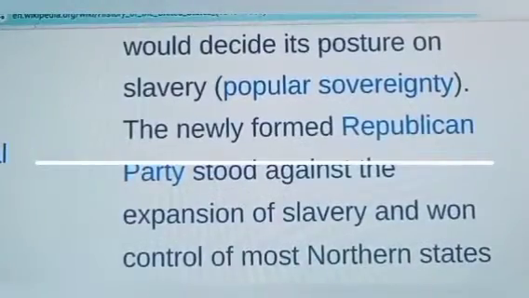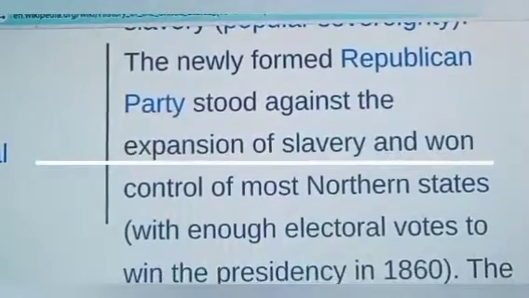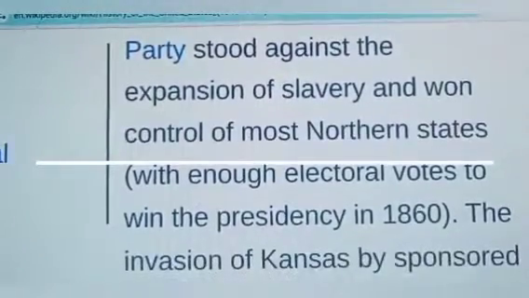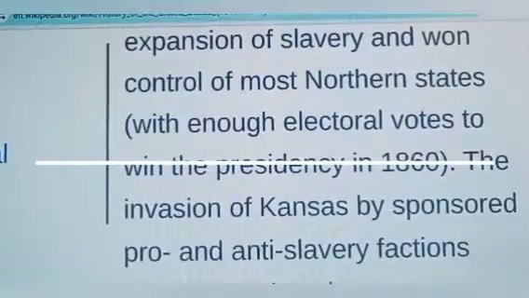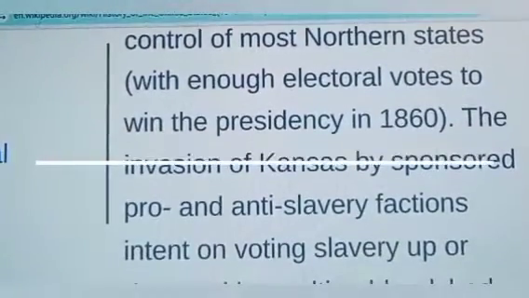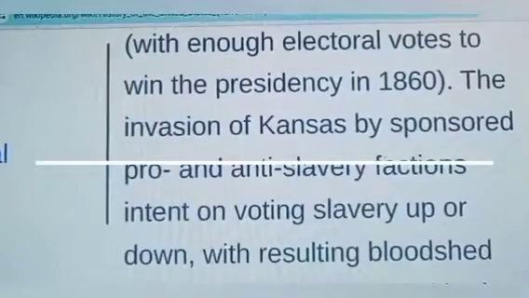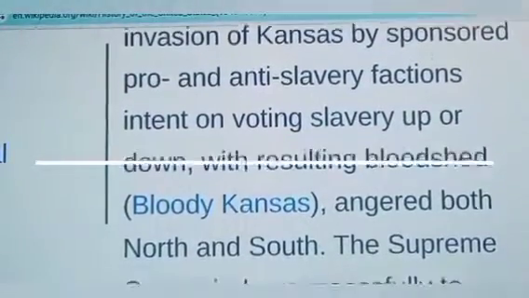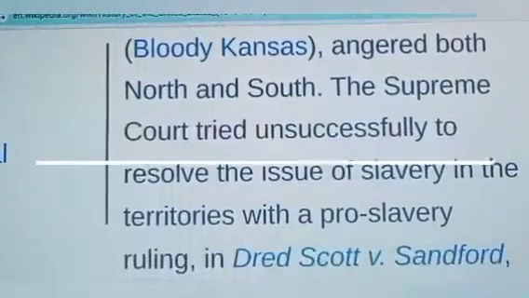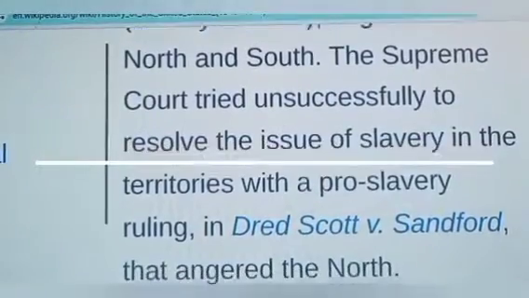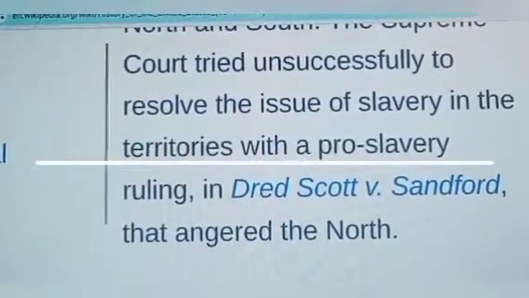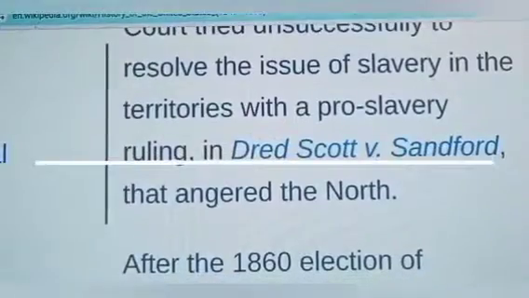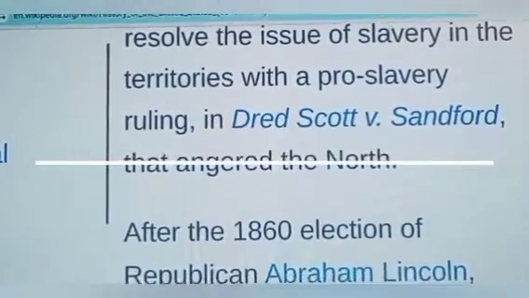The newly formed Republican Party stood against the expansion of slavery and won control of most northern states, winning enough electoral votes to win the presidency in 1860. The invasion of Kansas by sponsored pro- and anti-slavery factions intent on voting slavery up or down, with resulting bloodshed, Bleeding Kansas, angered both North and South. The Supreme Court tried unsuccessfully to resolve the issue of slavery in the territories with a pro-slavery ruling in Dred Scott versus Sandford that angered the North.